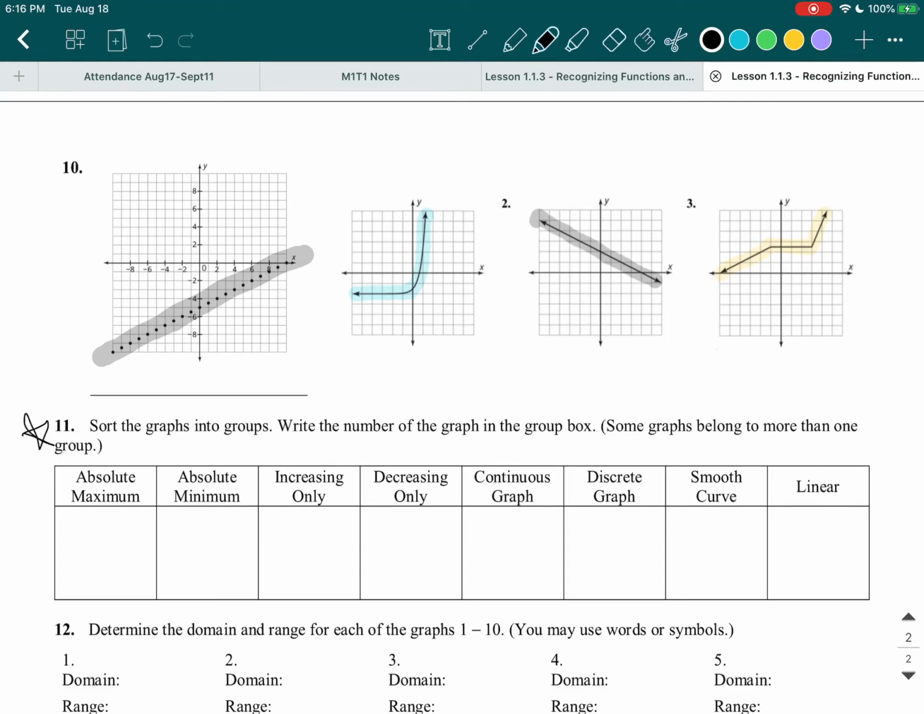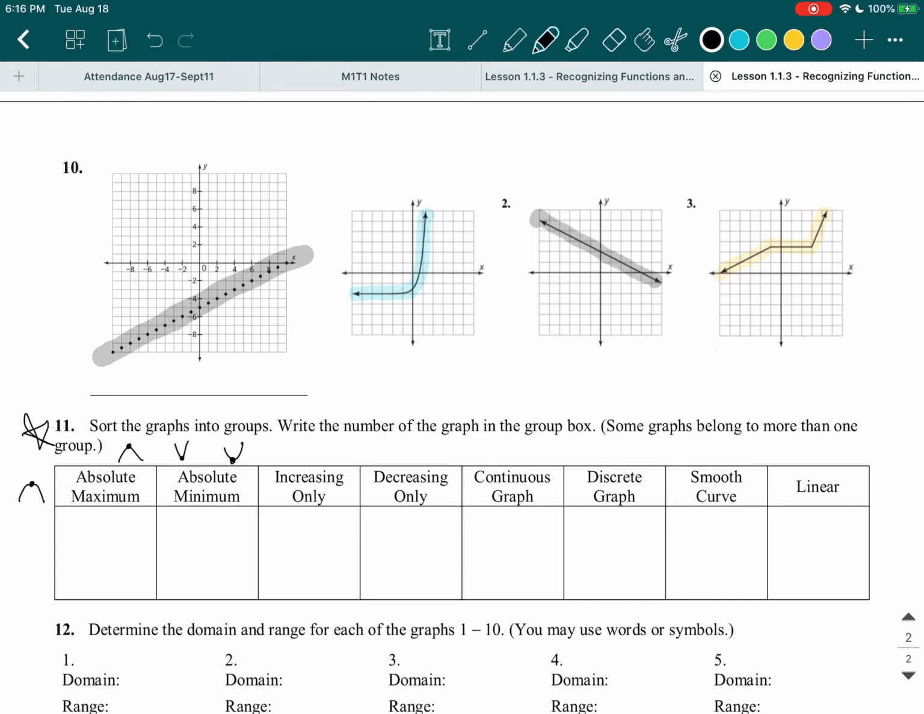Okay, so with that being said, let me clarify again what an absolute maximum looks like. Absolute maximum looks like if you took an ice cream cone and flipped it upside down. So it's like that. It's got a top point. Or it can look like a curvy hill, but it's still got a top point. That's an absolute maximum. Absolute minimums look like that, or like that. It can be curvy or pointy, but an absolute minimum is on the very bottom, okay?